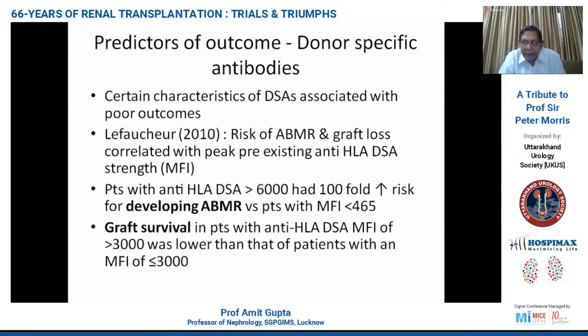There are certain predictors of outcome, particularly in regards to donor-specific antibodies, and a publication in 2010 had shown that the risk of ABMR and graft loss correlated well with the peak pre-existing anti-HLA DSA levels. So anybody who has a DSA in excess of 6,000 had a 100-fold increased risk for developing ABMR as compared to patients whose levels were less than 500. Again, graft survival in patients with anti-HLA DSA with a mean MFI of greater than 3,000 was lower than those patients with an MFI of less than 3,000.